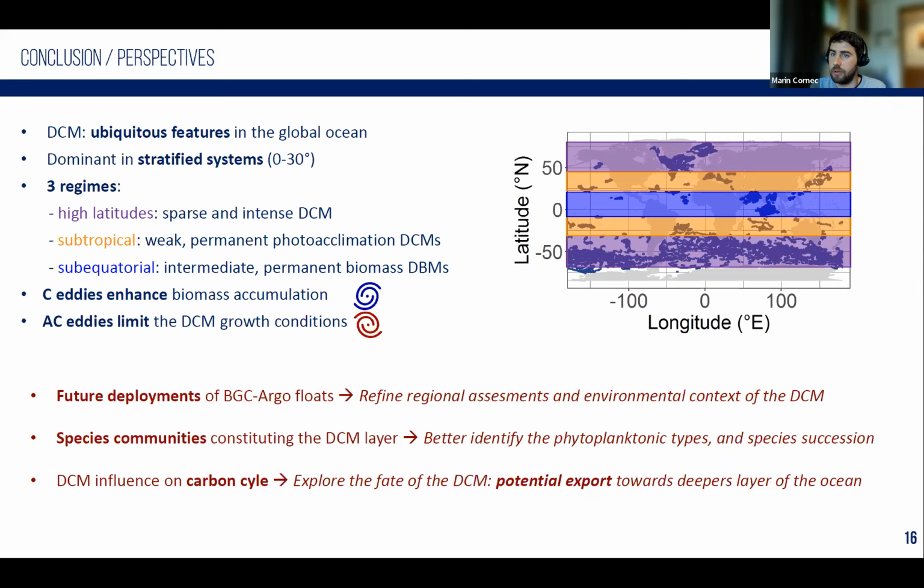And some perspective could be to rely on the future deployment of BGC-Argo floats to refine this observation, and also to fill the gap within the regions where we still miss some observation, and also to get to know more about the species constituting the DCM layer to better understand their dynamics and the phytoplankton types, for example species succession, and also how the deep chlorophyll maximum can be quantified in its role regarding the carbon cycle. So for example, regarding the export of carbon from the DCM toward the deep layers of the ocean.